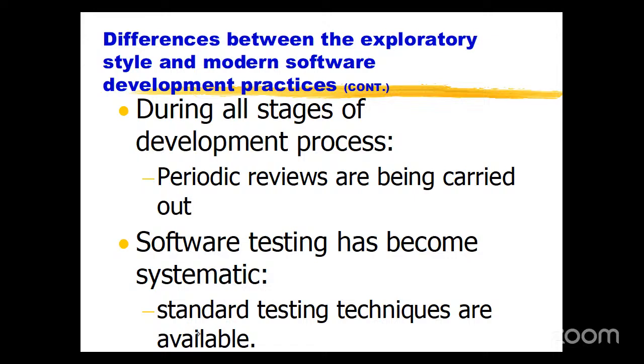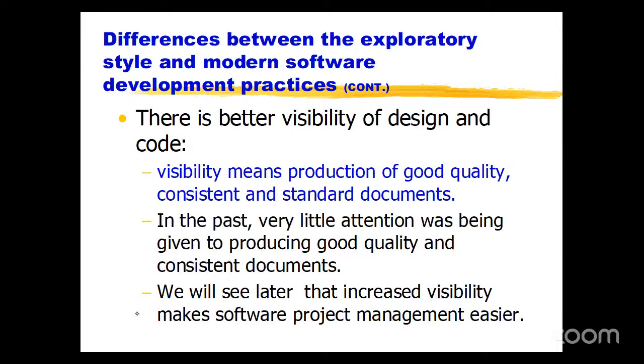So now what is happening? Software testing has become systematic. Standard testing techniques are available for testing the project. Instead of manual checking every week, 15 days, 1 month, or 3 months, you are going with standardized testing techniques for testing your complete project. So there is better visibility of design and code, right?